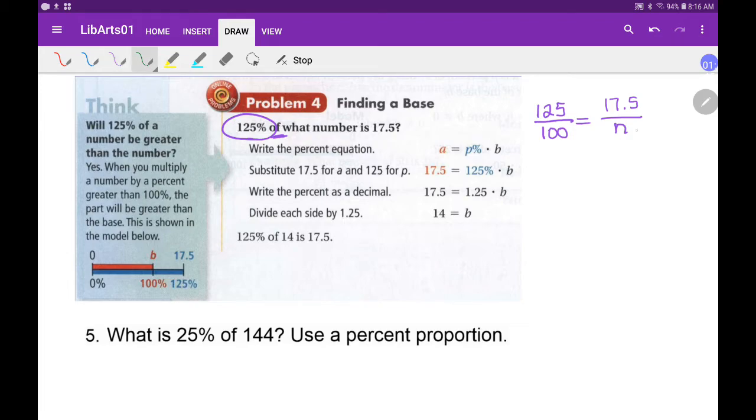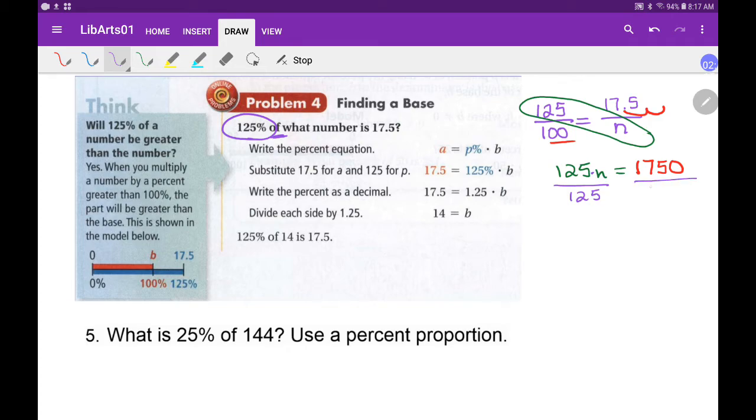So let's see here. We're going to say 125 times n is equal to, I know they didn't do it like this on their problem, but then I have 17.5 times 100. I'm going to move that decimal point over twice because it's 2 zeros. And I'm going to get 1750. And then I'm going to pick up my calculator, because what's coming next is I'm dividing both sides by 125. If it's 125 times n, I'm going to divide by 125, right?